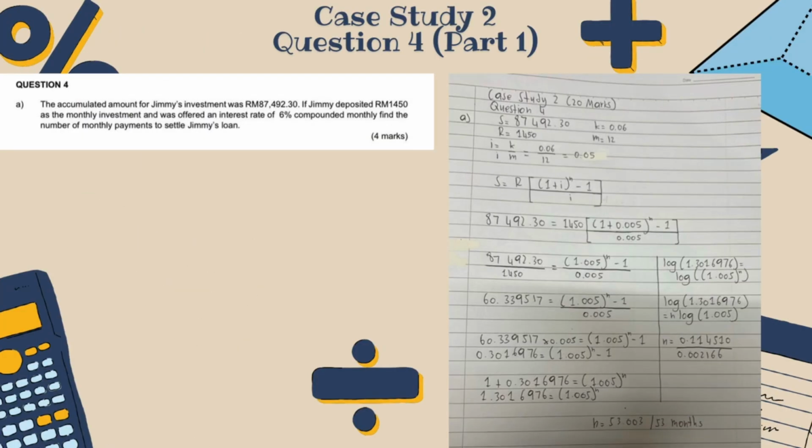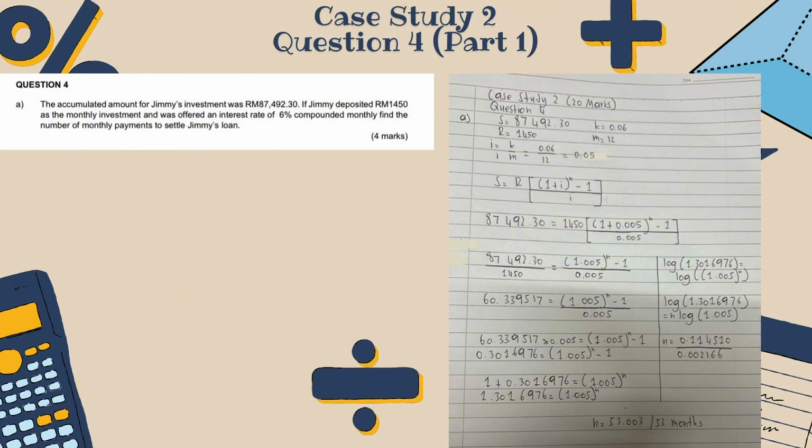For question 4A, I was required to determine the number of months needed to accumulate a future value of 87,492.30 through regular monthly deposits. The given information includes a monthly deposit of 1450, an annual interest rate of 6%, and monthly compounding. To solve this problem, I use the future value of an ordinary annuity formula, where S represents the future value, R is the monthly deposit, i is the monthly interest rate, and n is the number of months.